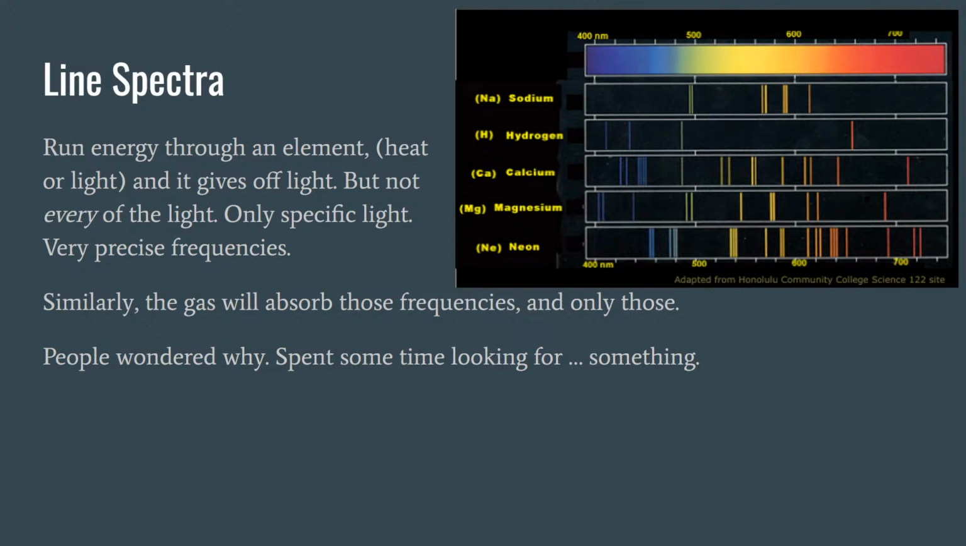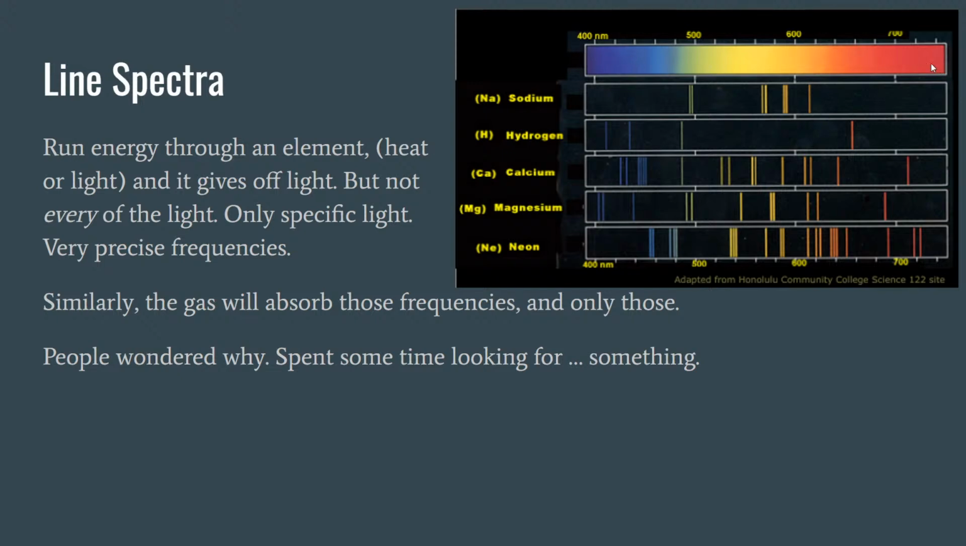One of the things you might get to play with this semester is tubes full of gas. You take a tube, you fill it with a particular kind of gas, and you run energy through it, electricity. It'll give off light, but only a very specific kind of light. If you hold what's known as a spectrometer up to the sun, you'll see this top thing up here.